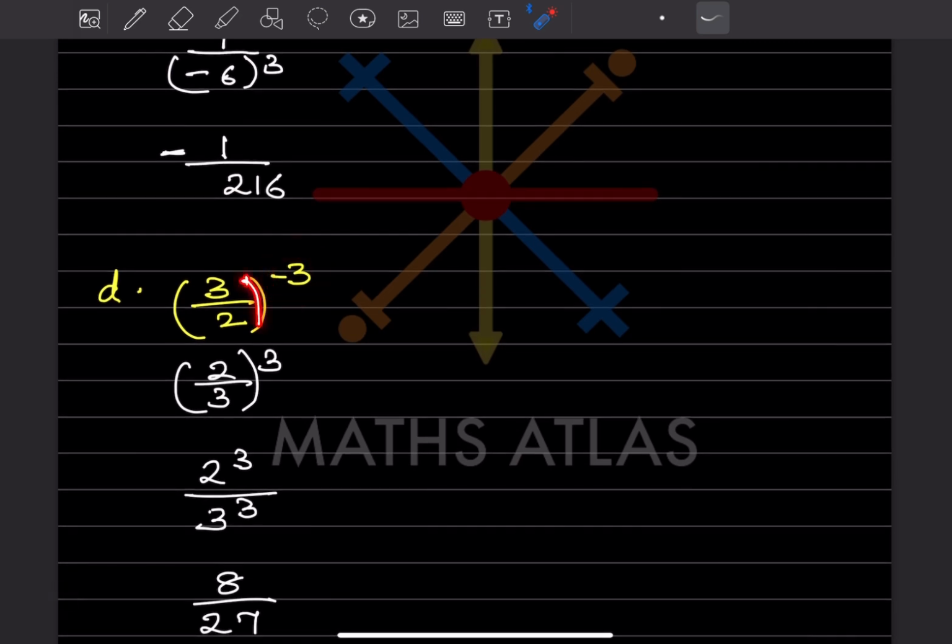Now this is a negative 1. So this is going to get flipped over. So that will be 2 by 3 raised to 3. So 2 raised to 3 will be here, 3 raised to 3 will be here. So 2 raised to 3 means 2 into 2 into 2, which is 2 2s are 4, 4 2s are 8. And 3 cube means 3 into 3 into 3, which is going to be 27. So 8 by 27.